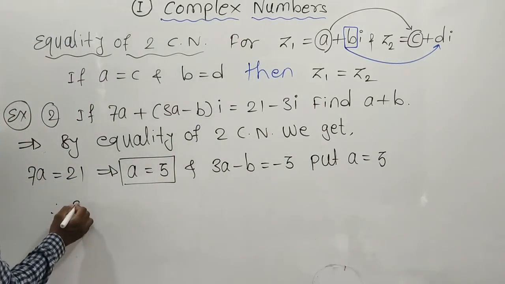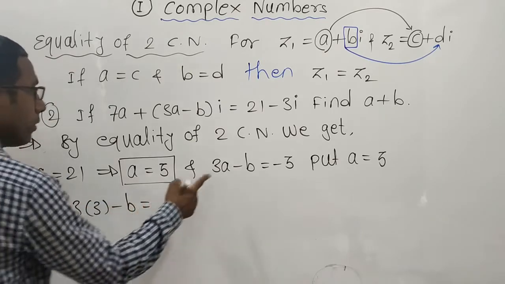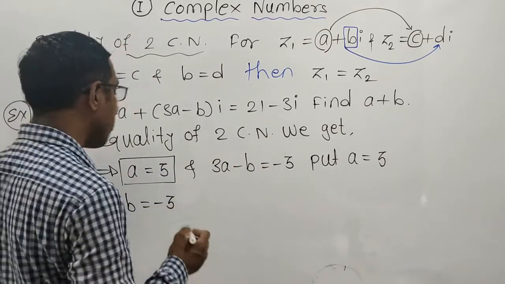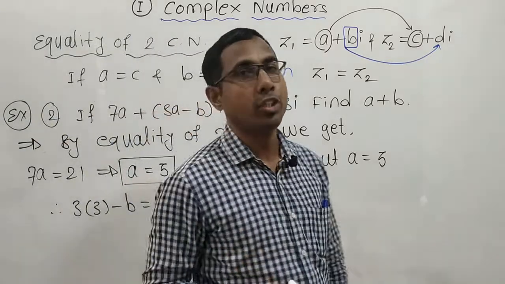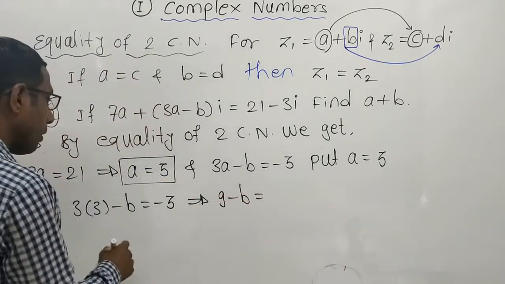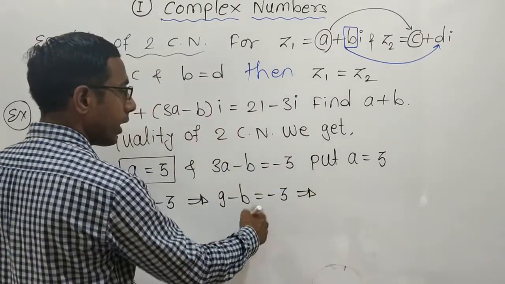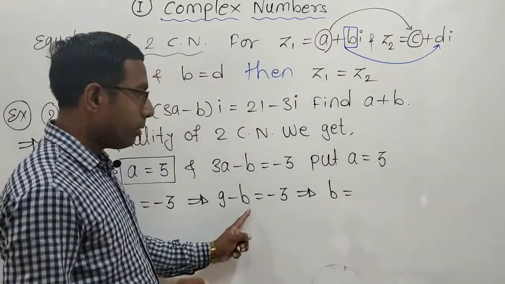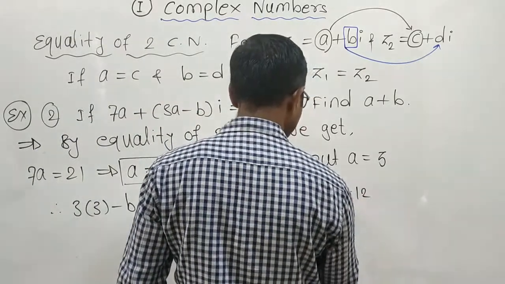Therefore, what is the value of a? a is 3, so 3a minus b, which is 3 times 3 minus b, is equal to minus 3. This is the comparison. Now, 3 threes are 9, so 9 minus b is equal to minus 3. Shift this b to the right side and minus 3 to the left side. This gives b equal to 9 plus 3, which is equal to 12.